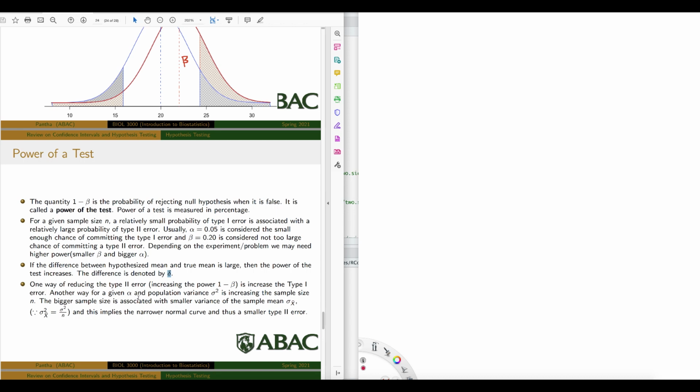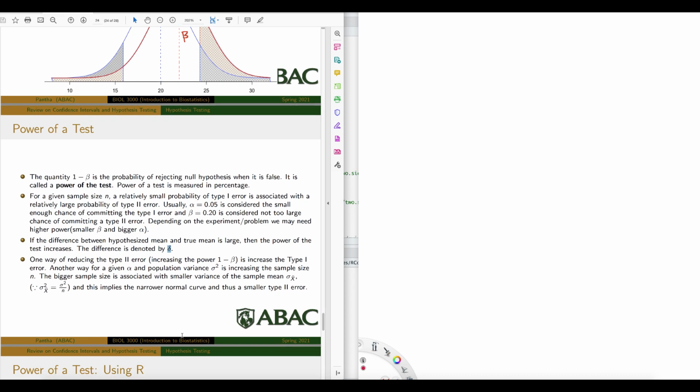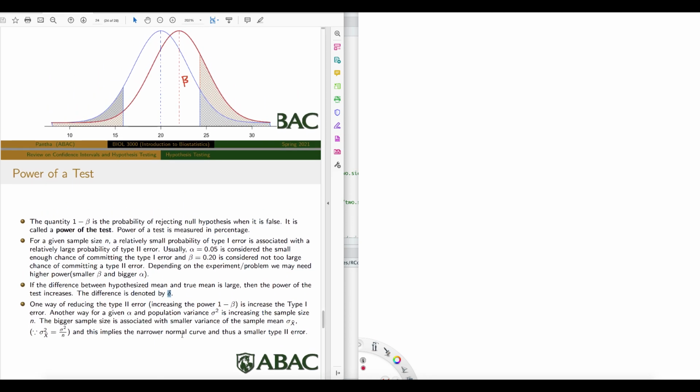Another way, for a given alpha and population variance sigma squared, is increasing the sample size n. If you increase the sample size, then you can improve the power. The bigger sample size is associated with the smaller variance because of the standard error formula. At that time the standard error will be smaller, and this implies a narrower normal curve and thus a smaller type 2 error. If you increase the sample size for a given variance and given alpha, then your normal curve will have a higher peak. The type 2 error will be small, meaning that the power will be big. All right, that's how it works.